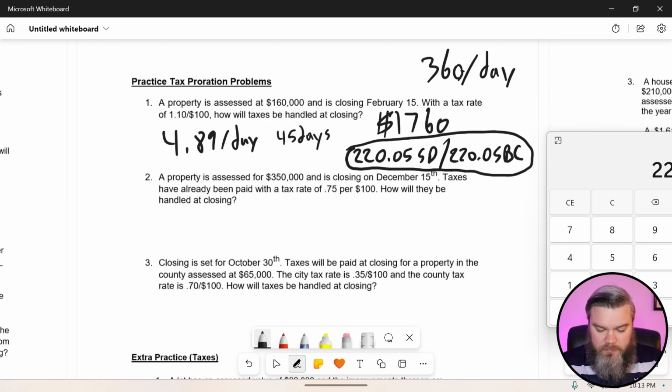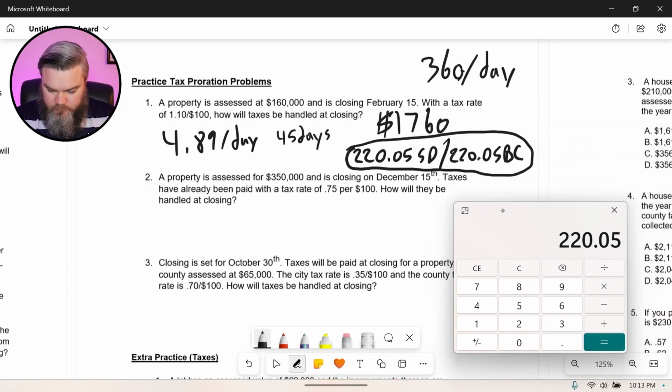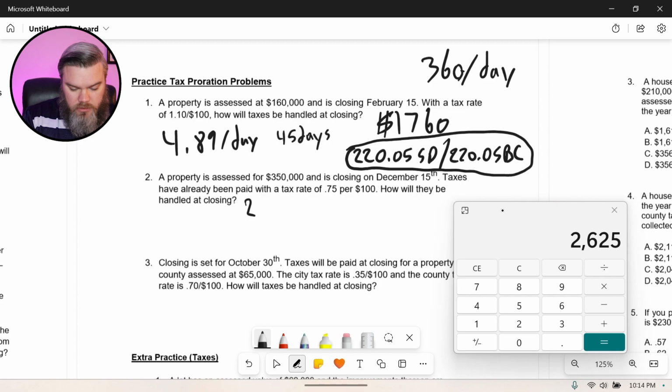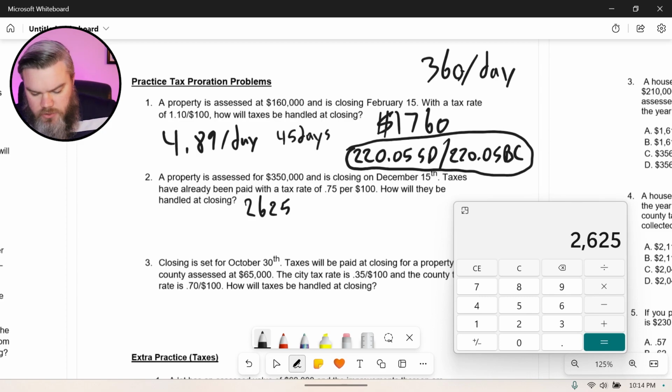Property is assessed for $350,000, 75 per 100. So let's go 0.75, 75 cents per $100 worth of value. And I want to divide it by 100, like I've been doing, which converts it to a per dollar rate. So now we owe 0.0075 dollars per dollar of assessed value. So multiply that by our assessed value of $350,000, which gives us an annual tax bill of $2,625.